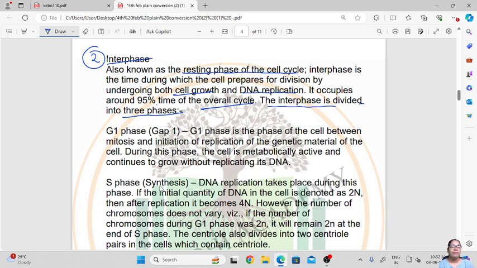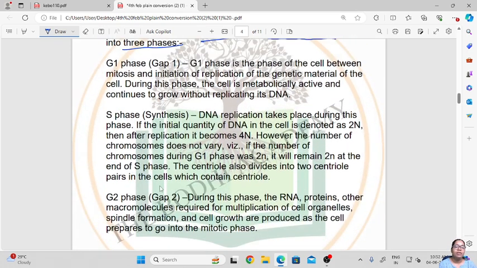Again, like how M phase is divided into 4 or 5 phases, this interphase is also divided into 3 main phases. The 3 main phases are, first phase is the G1 phase or the gap phase. G1 phase, or it is also called the gap phase. So G1 phase is the phase of the cell between mitosis and the initiation of replication of the genetic material of the cell. So this is the stage between the mitosis and the replication of the genetic material of the cell.